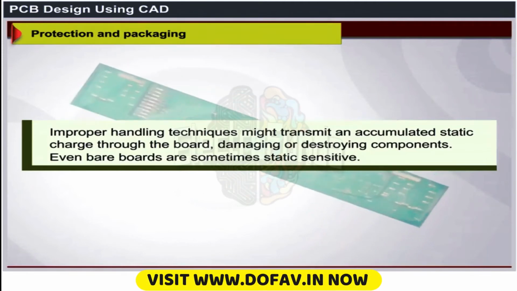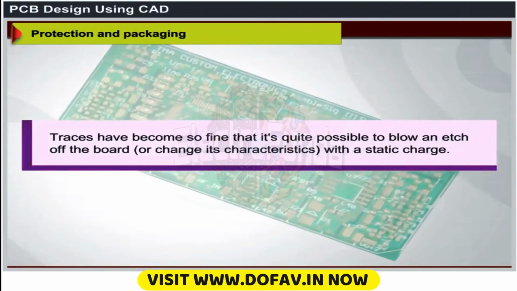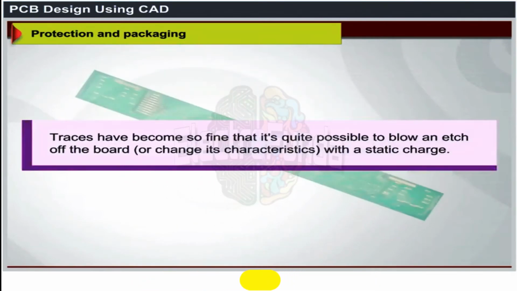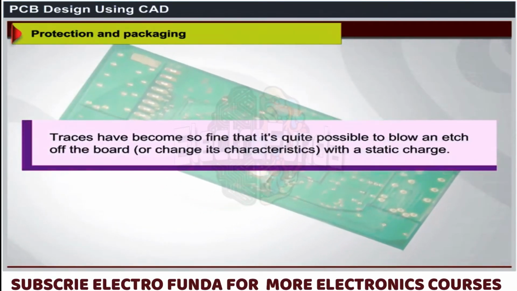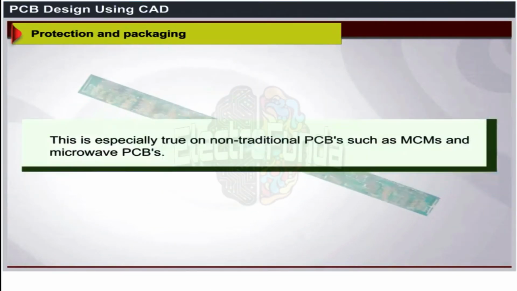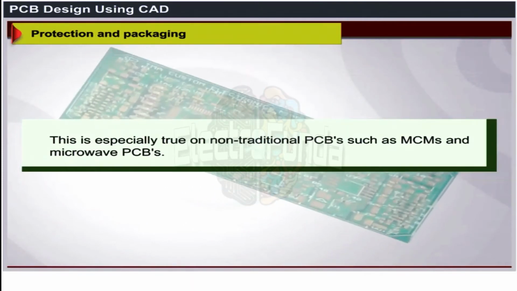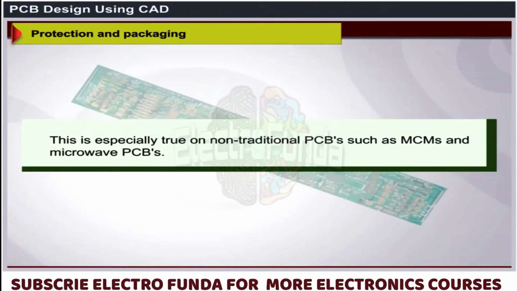Even bare boards are sometimes static sensitive. Traces have become so fine that it's quite possible to blow an edge off the board or change its characteristics with a static charge. This is especially true on non-traditional PCBs such as MCMs and microwave PCBs.